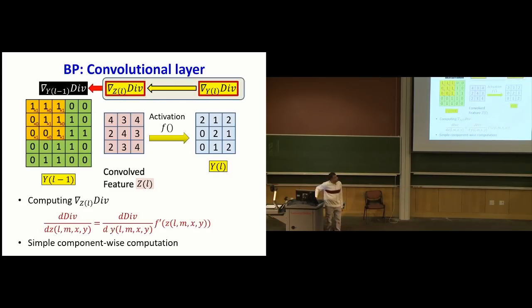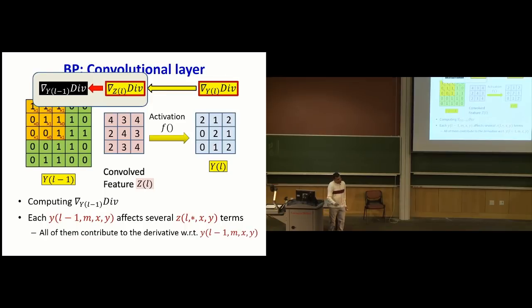So let's look at the first part of this. I'm assuming that you have the derivative with respect to YL. How do you go from the derivative with respect to YL to the derivative with respect to ZL? This is fairly straightforward, right? We know this. This is just a component-wise application of an activation. So the derivative of the divergence with respect to ZL is simply going to be the derivative of the divergence with respect to YL times the derivative of the activation function itself computed at the current ZL position. This is just like the standard MLP backprop, right? The more interesting one, so this is easy. It's a component-wise differentiation. There's no magic happening over here.